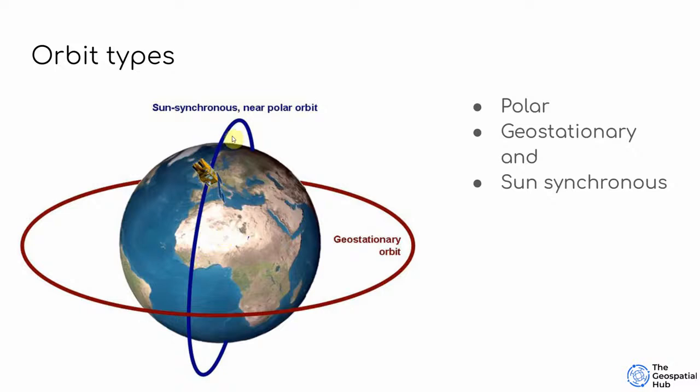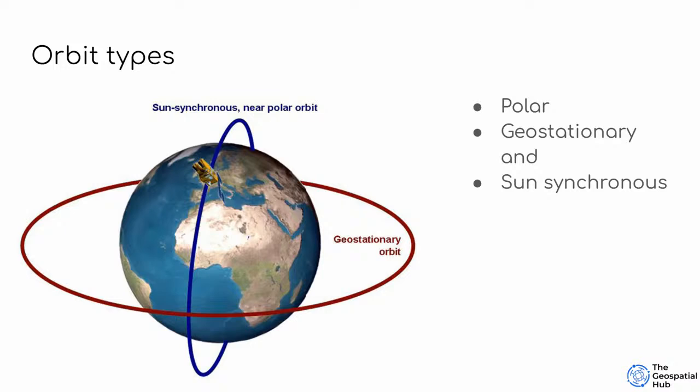Polar orbits are when the path of the satellite is going from north to south. This orbit maintains an altitude of at least 700 kilometers. They are also known as near polar orbits because they are very close to the poles.